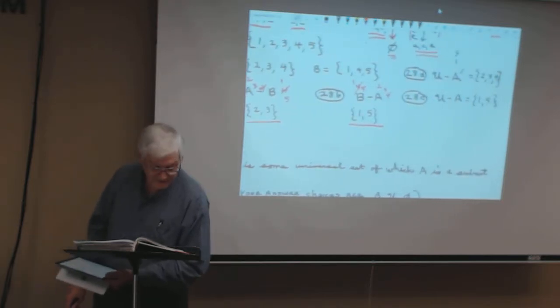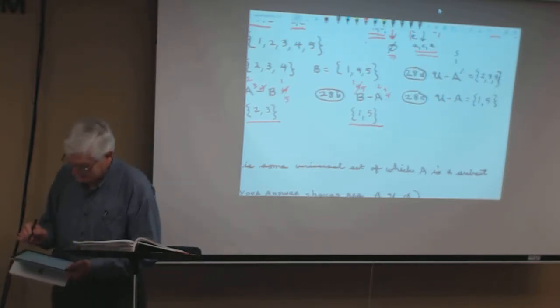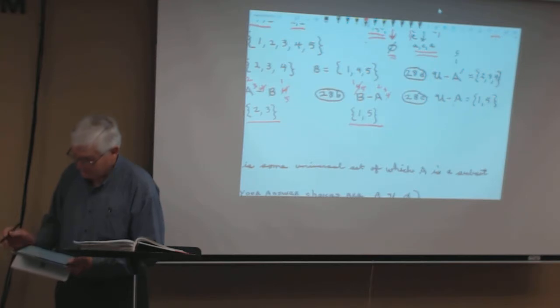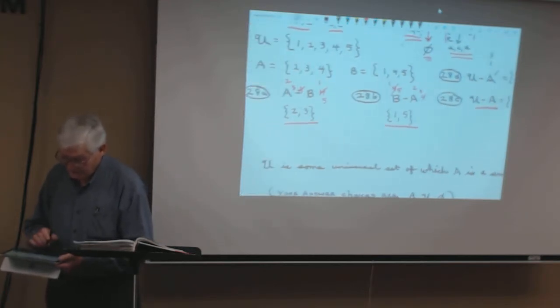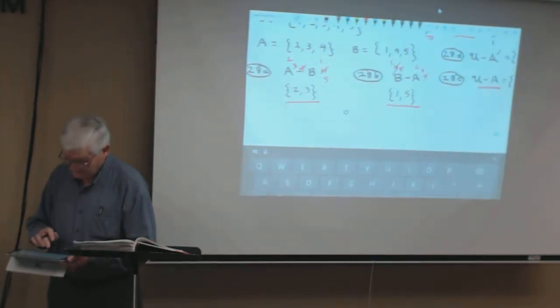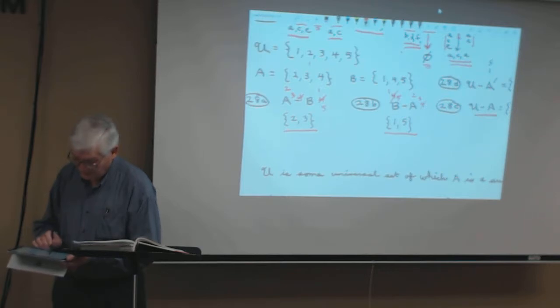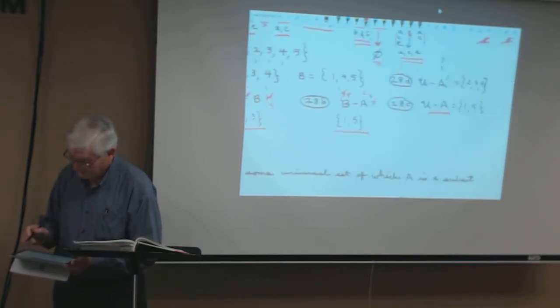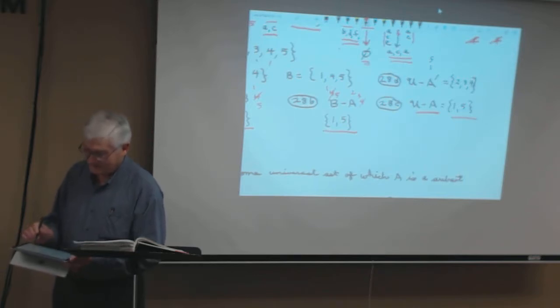28C. That's not on there, is it? Nope, I made it up. 28C, the universe minus A. What's the universe? 1, 2, 3, 4, 5. Minus 2, 3, 4. What's left? 1 and 5. Everybody follow that? How about this one?